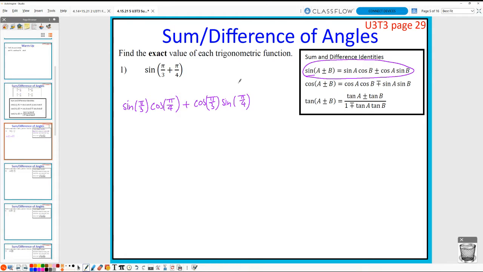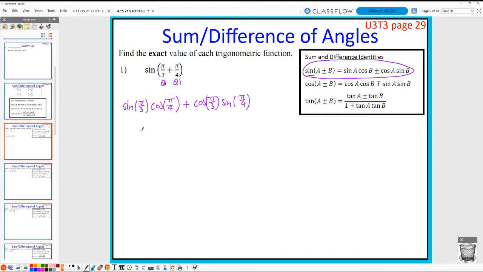At this point, this is where we really need to know your evaluation, your sine, cosine, tangent of all the different angle measurements. Again, if you're using your chart, that's perfectly fine. You also need to keep in mind exactly what quadrant we're in. Both pi over 3 and pi over 4 are in quadrant 1, so they're all going to be positive here.